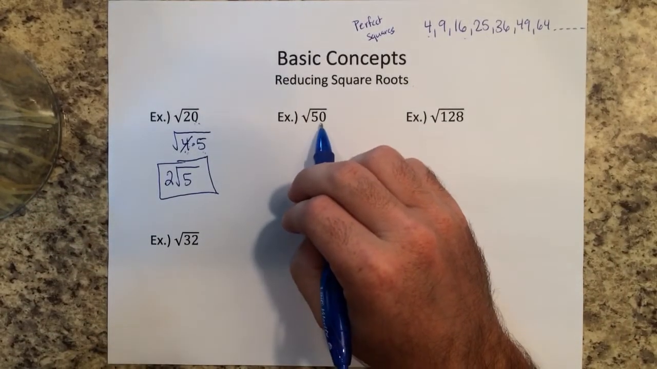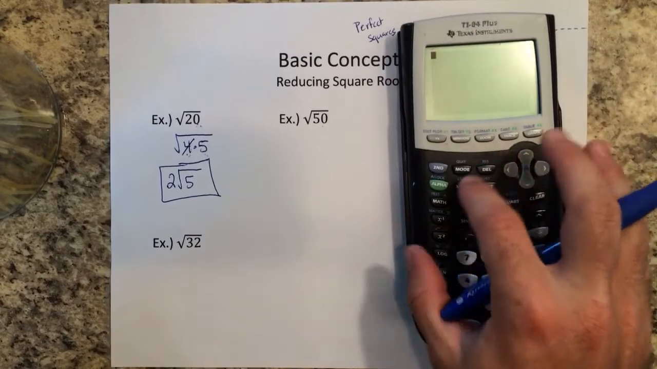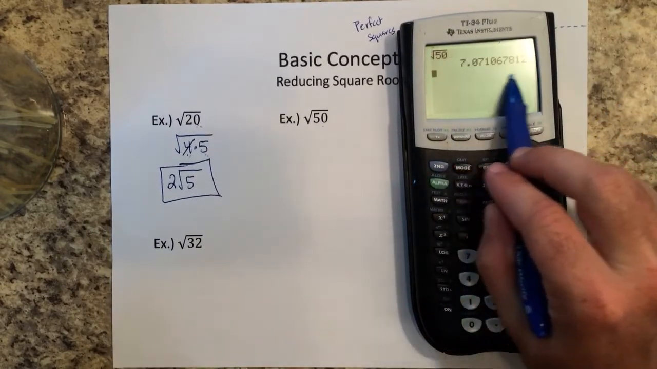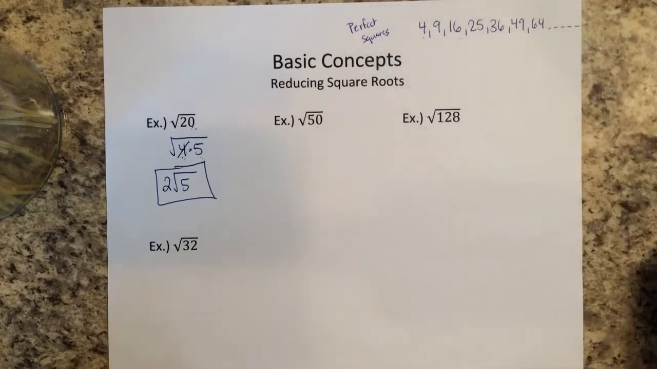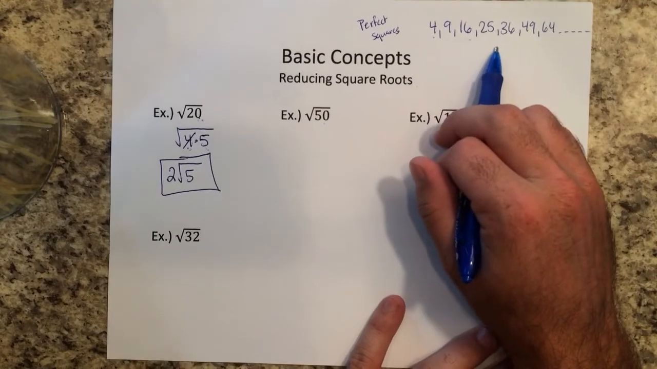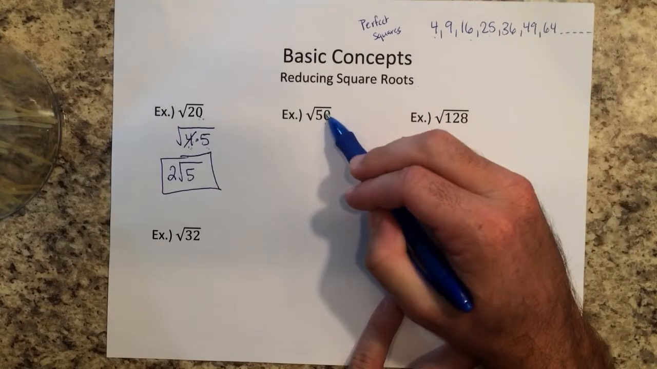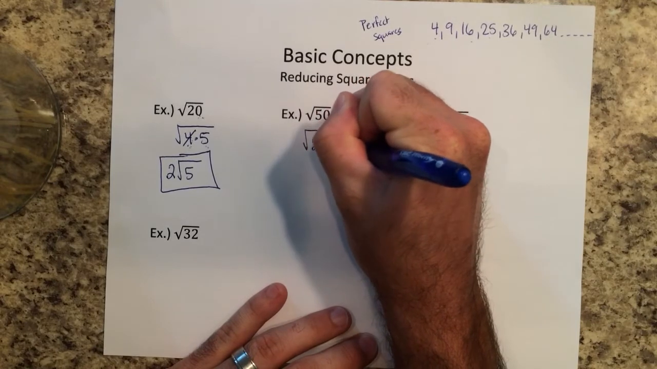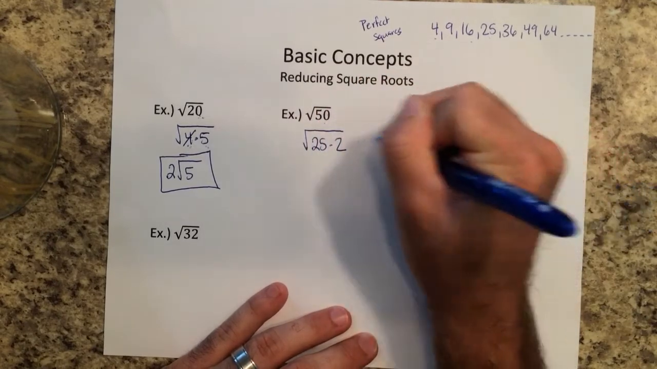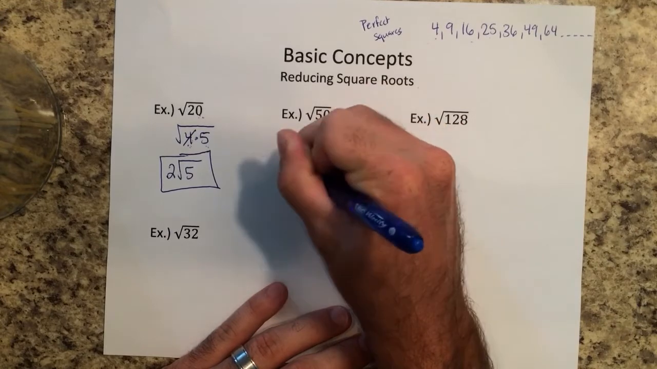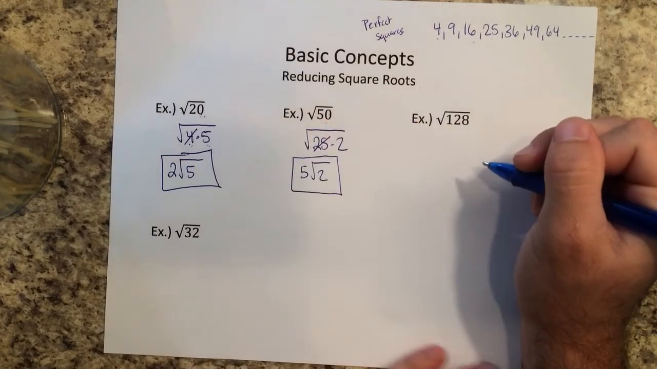I want to do the same thing with the square root of 50. You can go to your calculator, square root of 50. You can see it gives you a long decimal, so it's not a perfect square. Then you want to look and see if any of these perfect squares can go into it. In this case, 25 goes into 50. So I can rewrite 50 as 25 times 2. The square root of 25 is 5, so a 5 comes to the outside. And leaves me with a 2 underneath.